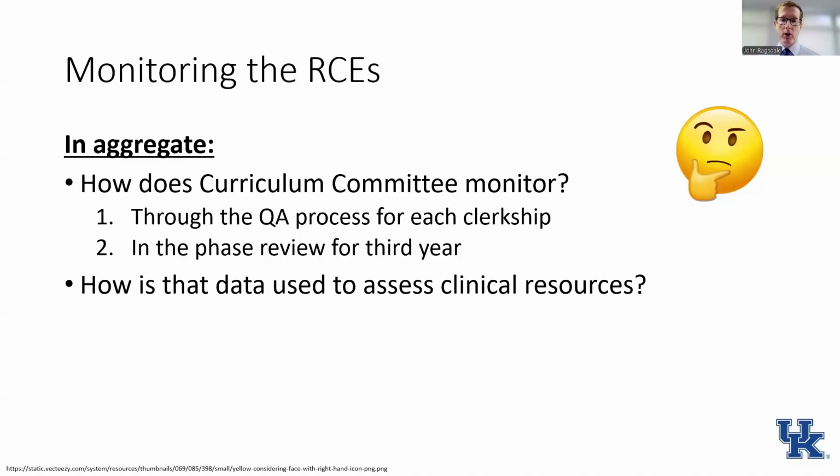Within each individual clerkship's quality assurance review, they look at how successful were the students in completing the RCEs. Are there any gaps? And then also across the entirety of third year, across all the clerkships, they're looking at RCE completion for the third year as a whole. And then that data is used to assess clinical resources. So particularly by reviewing the need for alternatives, if students are needing to use alternative experiences a lot, then that indicates that they're having trouble meeting the RCE itself, and so that could indicate a clinical resource issue. Fortunately, we've not had much of that, but that's how we monitor to assess for clinical resources.